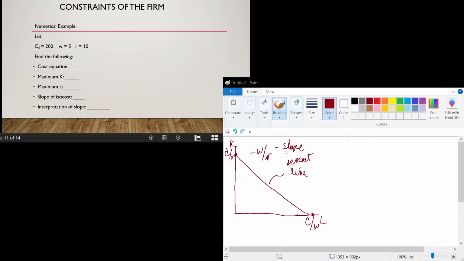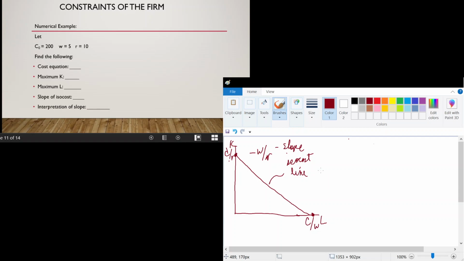Now, let's take this numerical example. Okay? So, numerical example natin. Okay, so we have here for example, yung C natin or cost natin is equal to 200, yung wage natin is equal to 5, and yung rent natin is equal to 10.